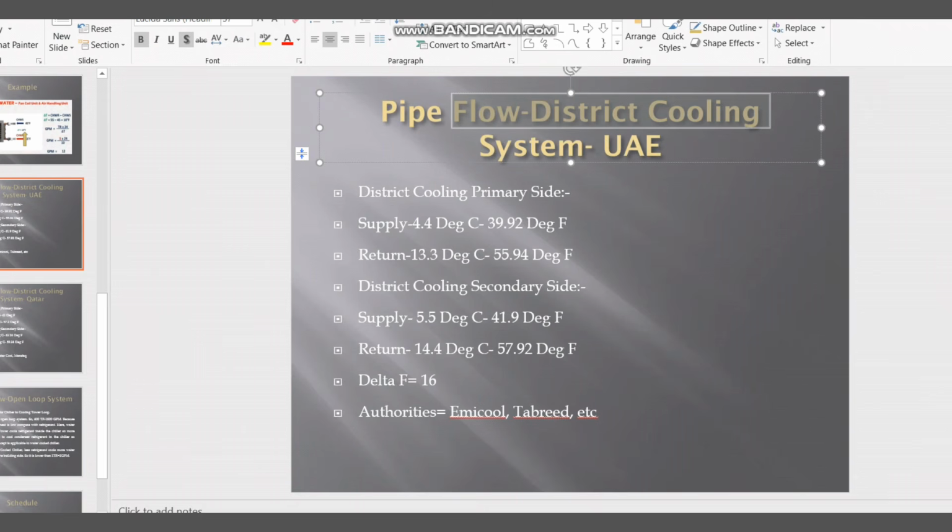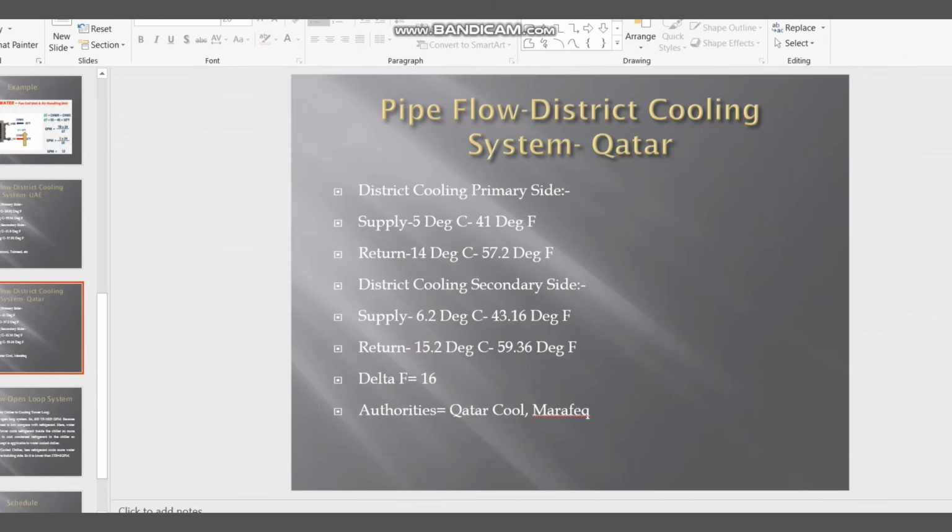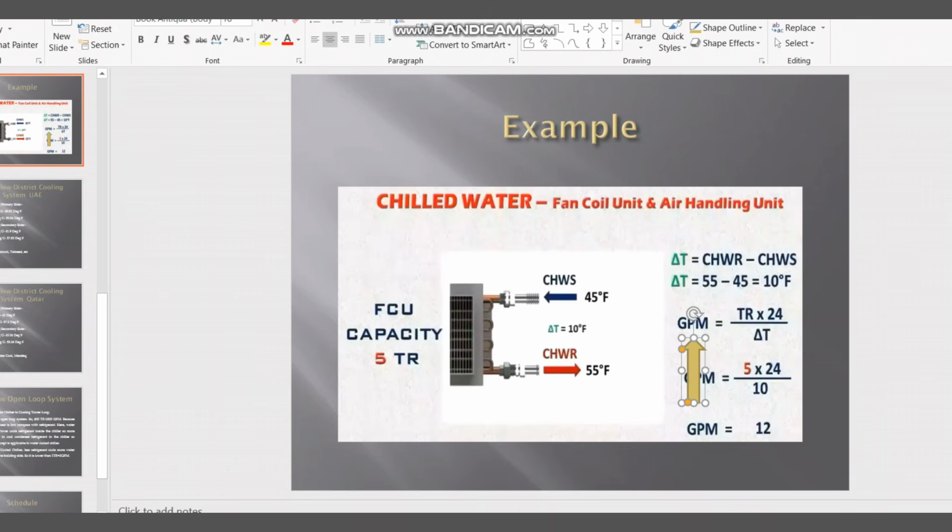This is not for the air cooled or water cooled. Now our project is based on the district cooling system. So I'm showing the example for the district cooling in the UAE and Qatar. In the district cooling system, finally the supply temperature and return temperature on the primary and secondary side, if you see Qatar, it will vary. But the concept is the delta T of 16 degrees Fahrenheit. That is a fixed one. So let me explain this district cooling concept first.